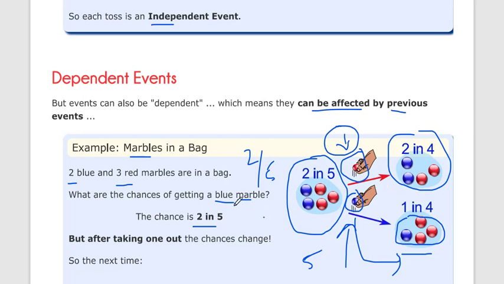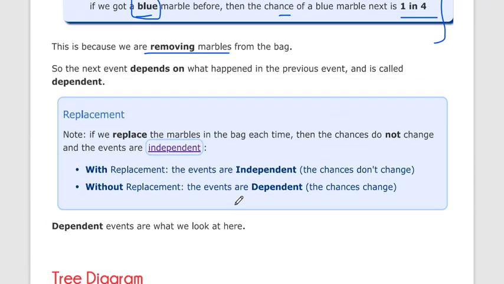Okay, if we put the marble back into the bag after choosing, that is replacement. If we replace the marble in the bag each time, then the chances do not change. If we pick one marble and put it back in the bag, and then pick a second marble and put it back in the bag, the bag will always remain with 5 marbles, 2 blue and 3 red. So with replacement, the events are independent.